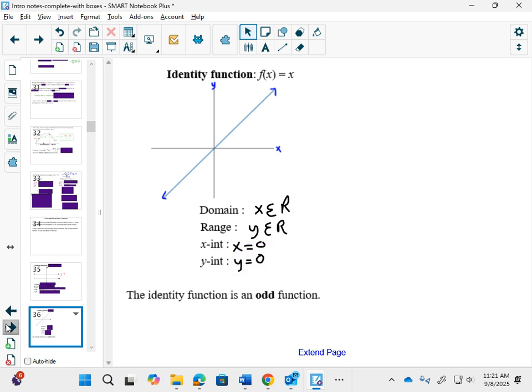You are yourself and you are a bit odd. Yes. So the identity function is an odd function. Remember, odd function was symmetrical in the origin or a double flip and you match up with what you had before. So can you see if I take the top right hand corner and flip it over this way and then flip it down, it matches up to the bottom part. So it is an odd function.